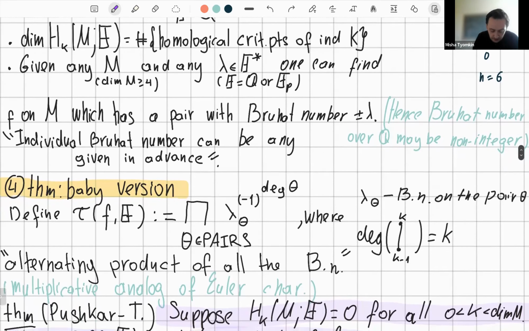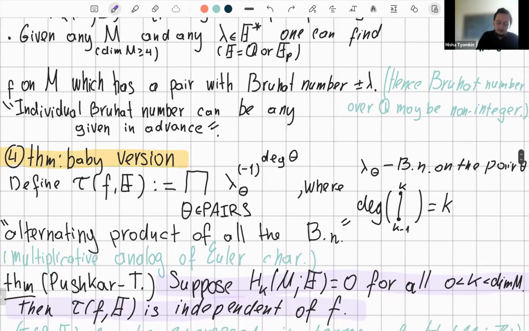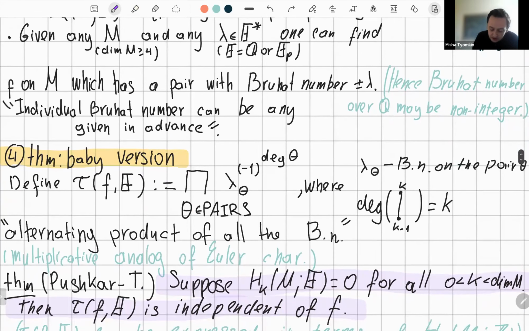Now the baby version of the theorem states that suppose the homology of M vanishes in all the degrees except for the bottom one and the top one. Essentially, it's more or less the same as saying that M is an F-homology sphere. Then this tau of f and F is independent of the function. The individual Bruhat numbers do depend on the function, and the number of them depends on the function, but the product of all of them in the alternating sense is independent of the function. So it depends only on the manifold.